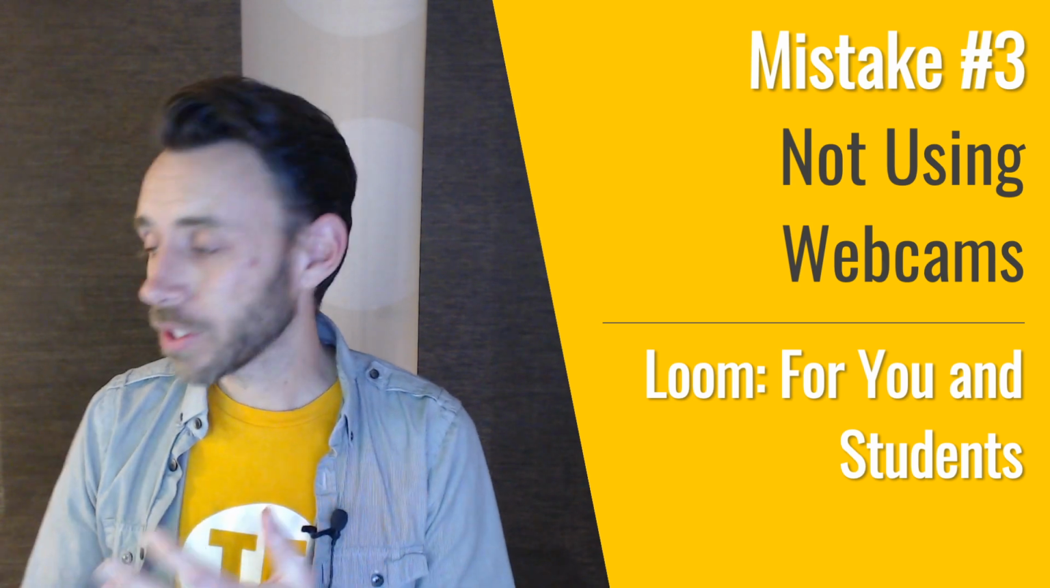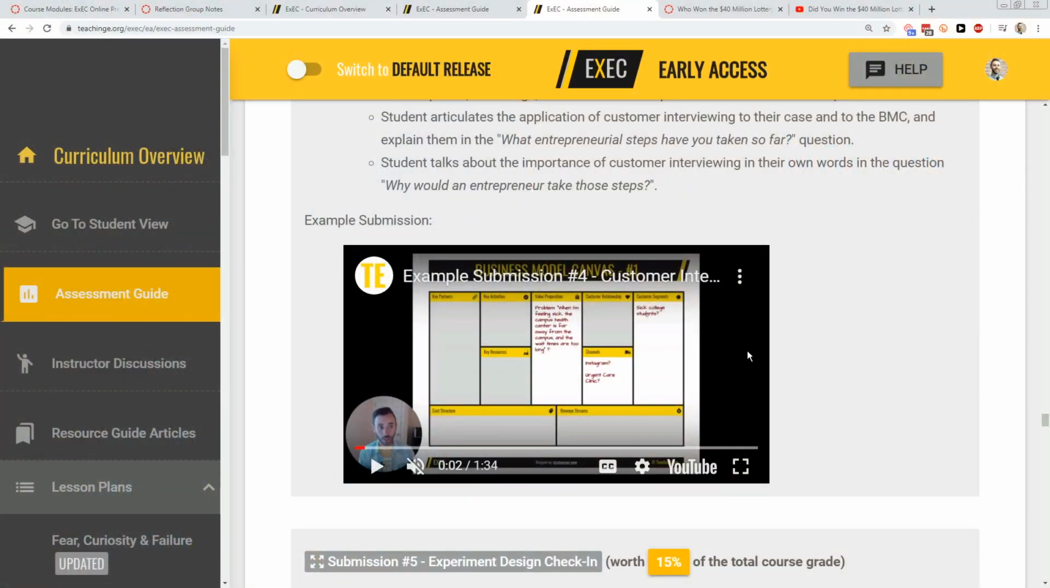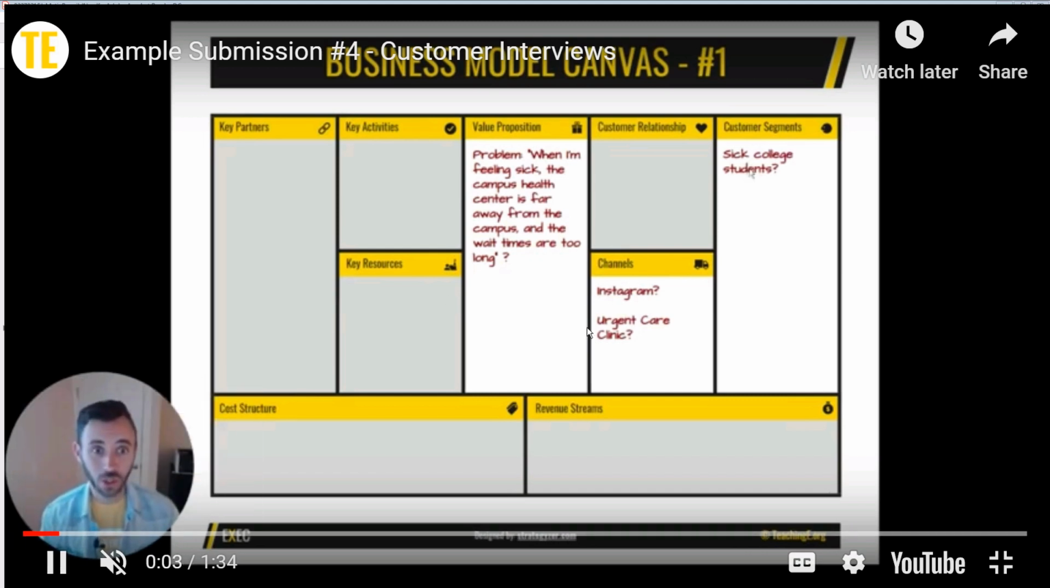So I mentioned these submissions that we have students do. In our submissions, we ask students to use a tool called Loom. It's a great browser extension. It's very easy to install. We've used it with, at this point, thousands of students, and virtually all of them get it with no problems at all. And it's just an easy way for them to record their screen and capture their webcam at the same time.